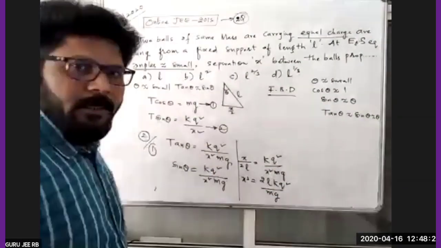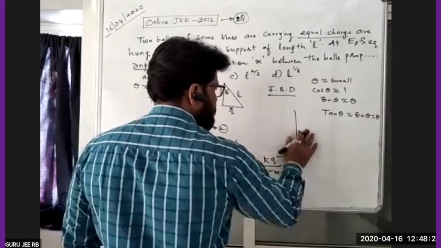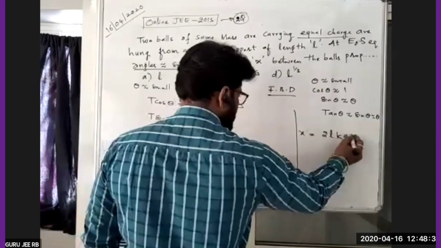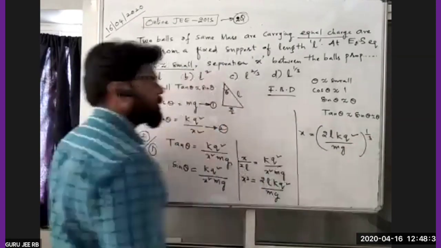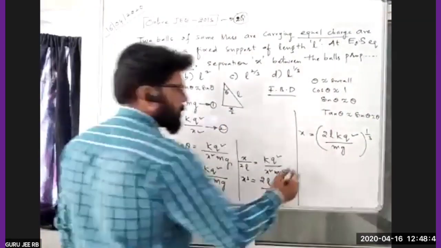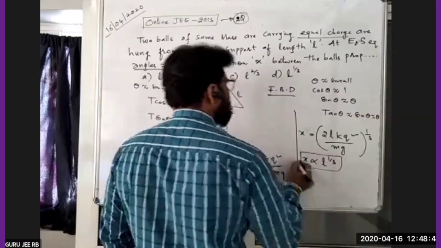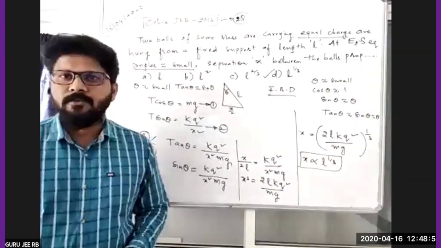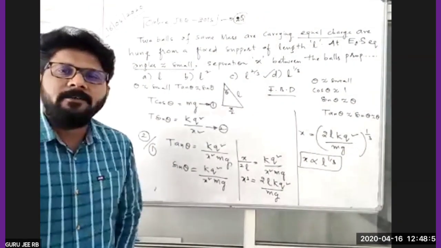Proceeding from this one, x cube, or x is equal to 2lkq square divided by m into g, to the power of 1 by 3. It is asking us proportional to. So x is proportional to L to the power of 1 by 3, is what the answer is. B is the correct answer. Those who got it, congratulations. Those who did not, just check it out. And if you are having any doubt, let me know.